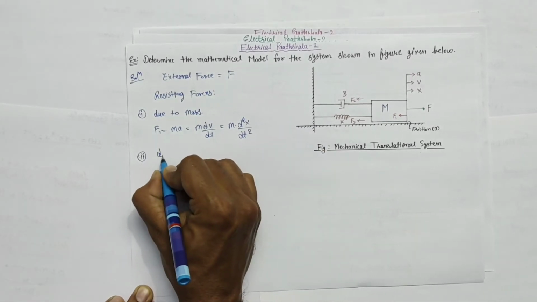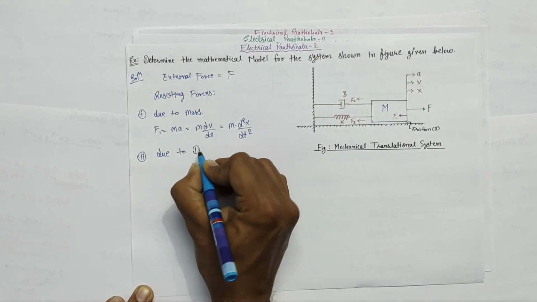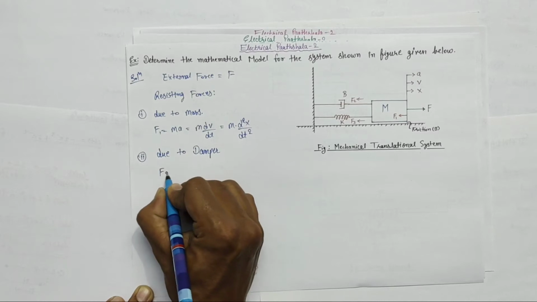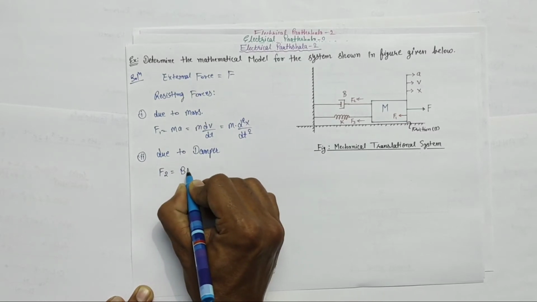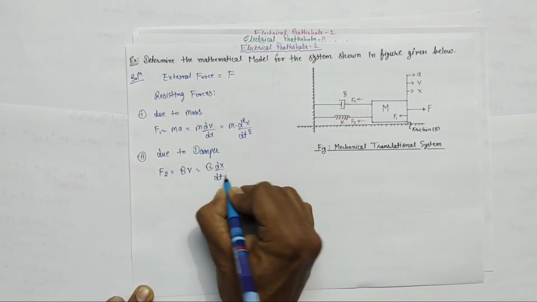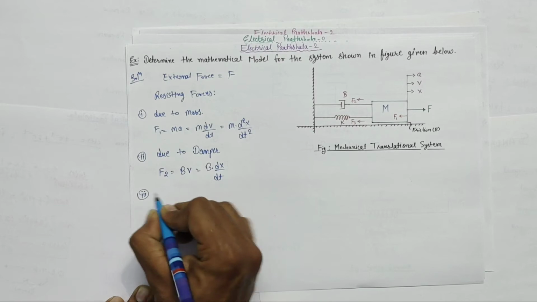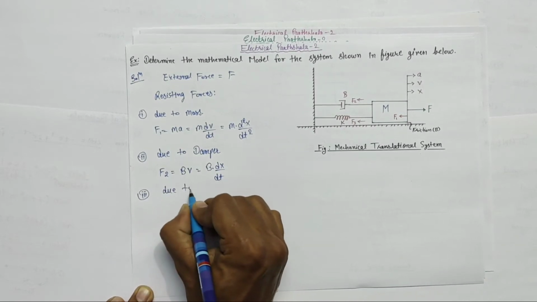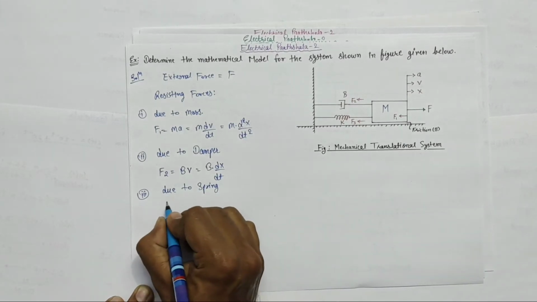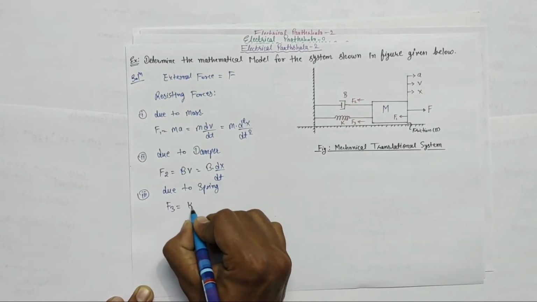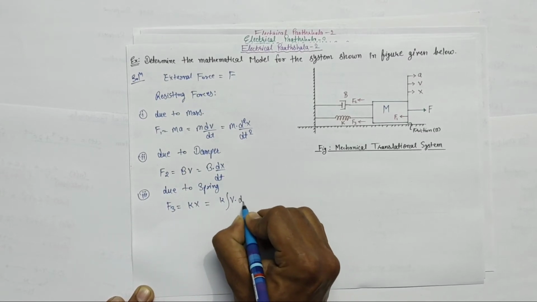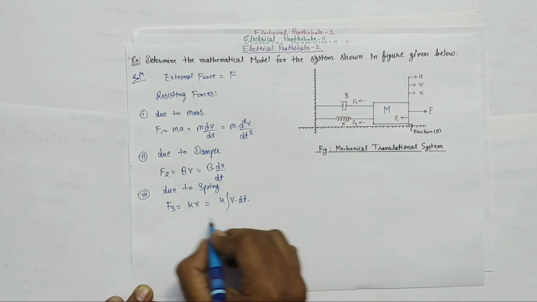Now we will write the resisting force due to the damper element, or due to friction. We can write it as F2 is equal to B into V, or B into dx over dt. Now we will write it for the spring element, or due to the stiffness of the body, which is given by F3 is equal to K into X, or K into the integral of V dt.